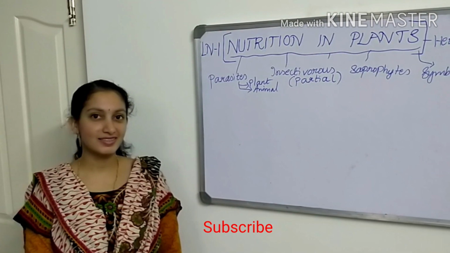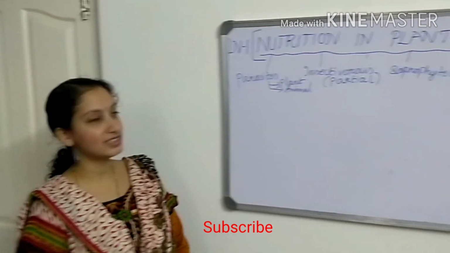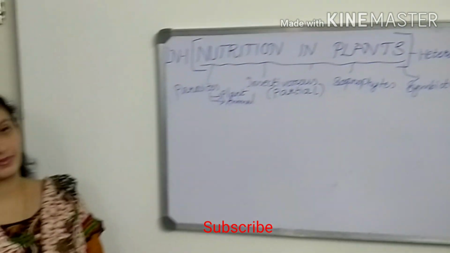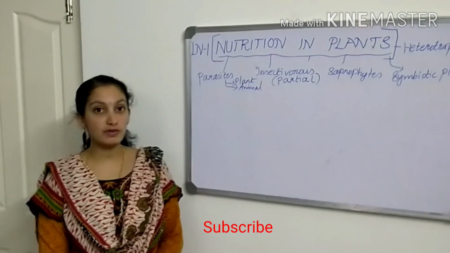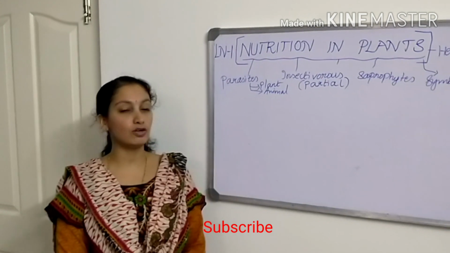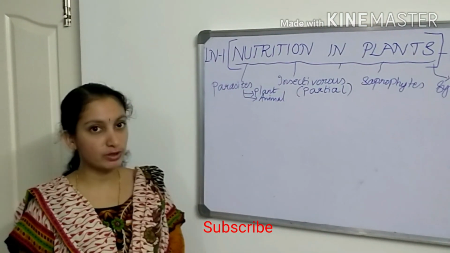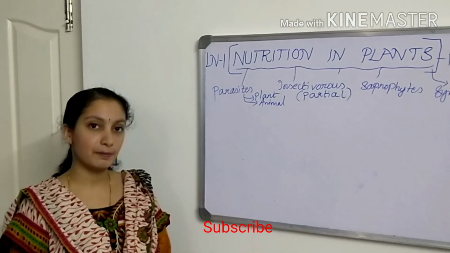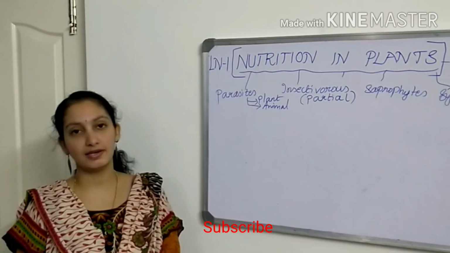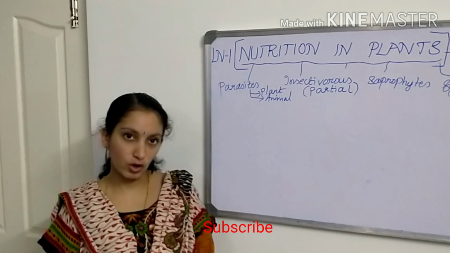Today I'm here with the second part of the video, Nutrition in Plants. It is the first lesson in class 7 CBSE. In the first video we have seen the first mode of nutrition, autotrophic, that is the production of food by the green plants with the help of all the raw materials like carbon dioxide, sunlight and water.